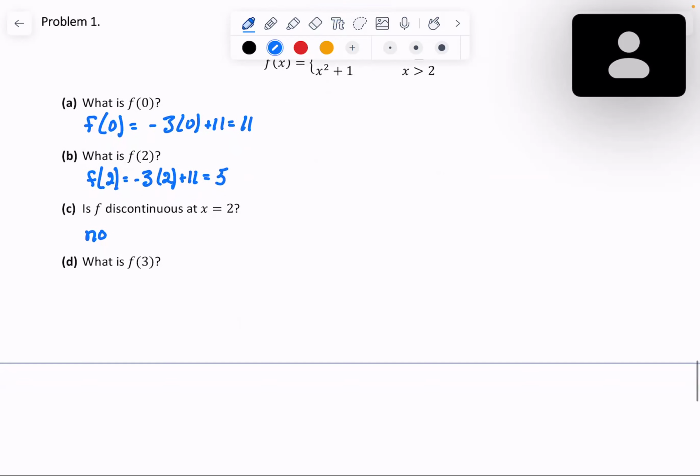Then what is f of 3? You plug it into the bottom piece and you get what? Someone tell me. 10 is correct, yeah. F of 3 is just 3 squared plus 1, so that's 9 plus 1.